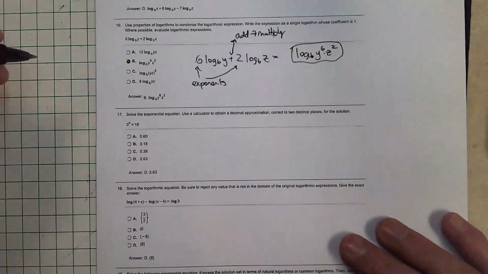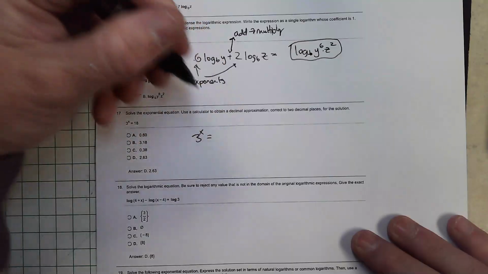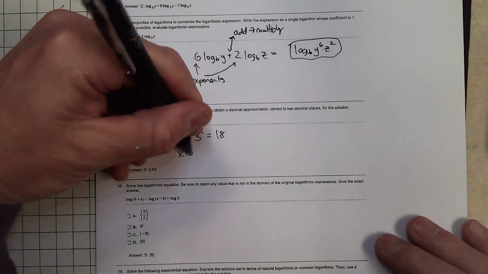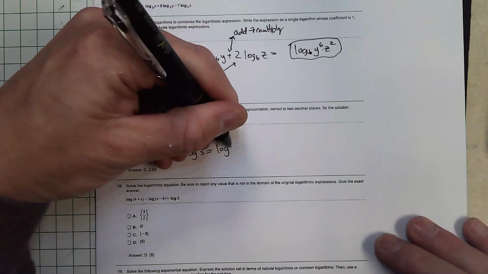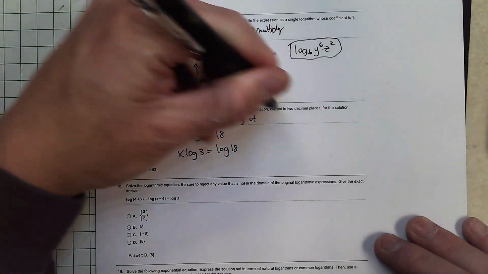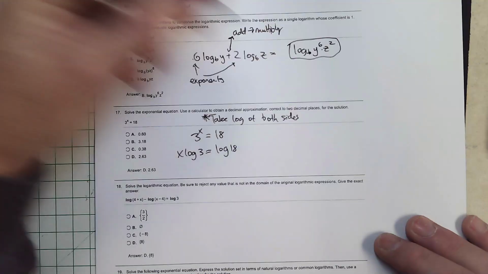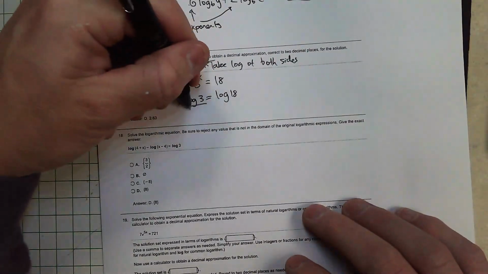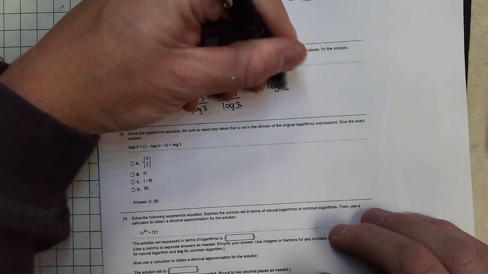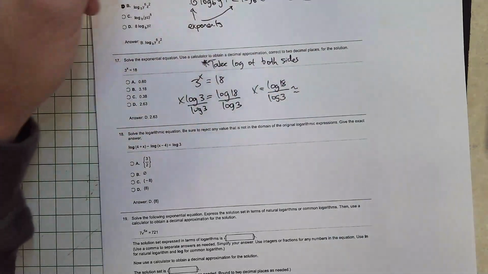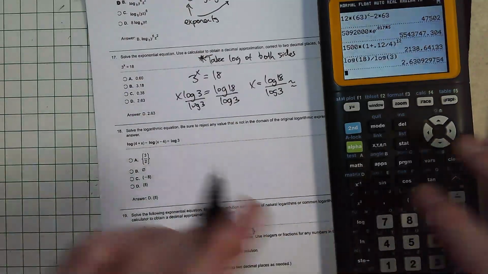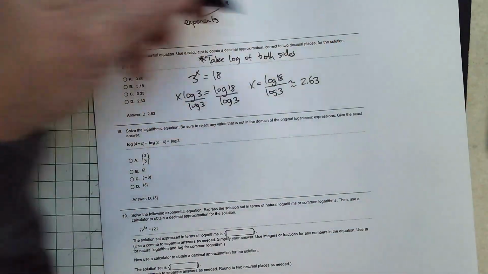All right, 17, solve the exponential equation. So we have 3 to the x equals 18. When you have a variable as an exponent, we take the log of both sides. So you take the log of both sides. And after you do that, you can divide both sides by log of 3. So x equals log of 18 divided by log of 3. And I'll type that in my calculator. So log of 18 divided by log of 3, 2.63. So that one is D.